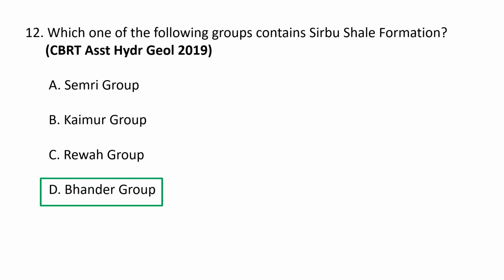Bandar group. The Bandar group of the Vindhyan system is of about 335 meters thickness, and it comprises four mutually conformable formations: Ganurgar shales, Bandar limestone, Sirbu shale, and Bandar sandstone in ascending order. Each formation has been divided into two or more units on the basis of lithologic and sedimentary characteristics. So the Bandar group contains the Sirbu shale formation. D is the correct option.